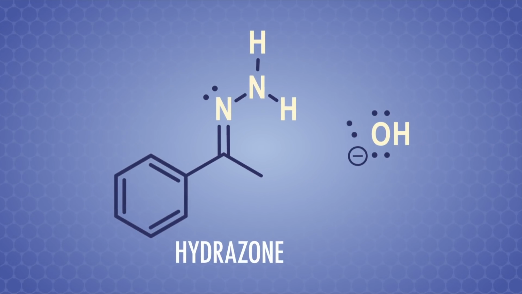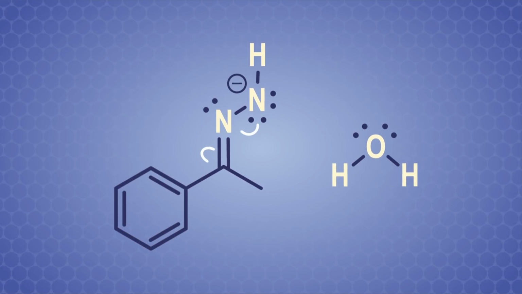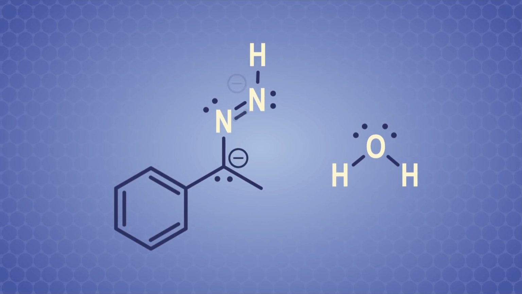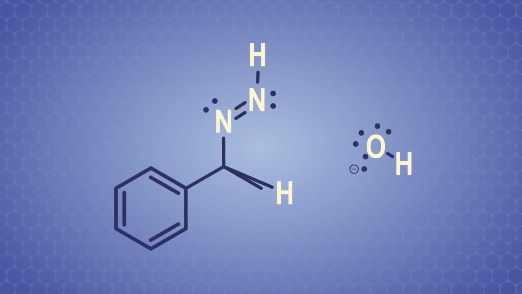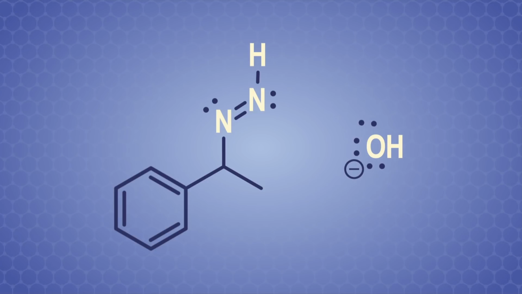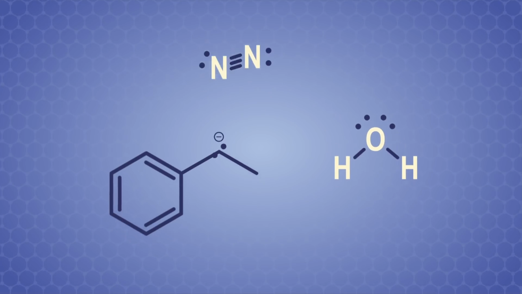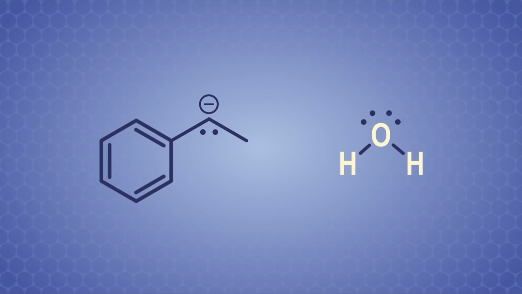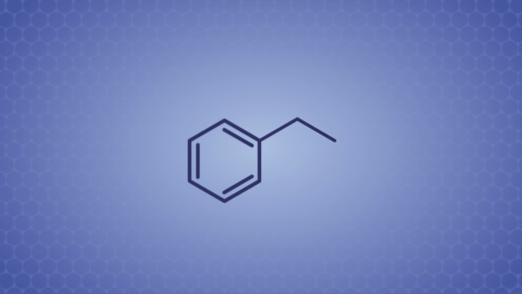Then a base-catalyzed isomerization helps make a nitrogen-nitrogen double bond, and a final deprotonation makes a triple bond. This produces nitrogen gas and leaves us with a carbanion. And protonating this carbanion gives us the alkyl benzene product we're looking for.